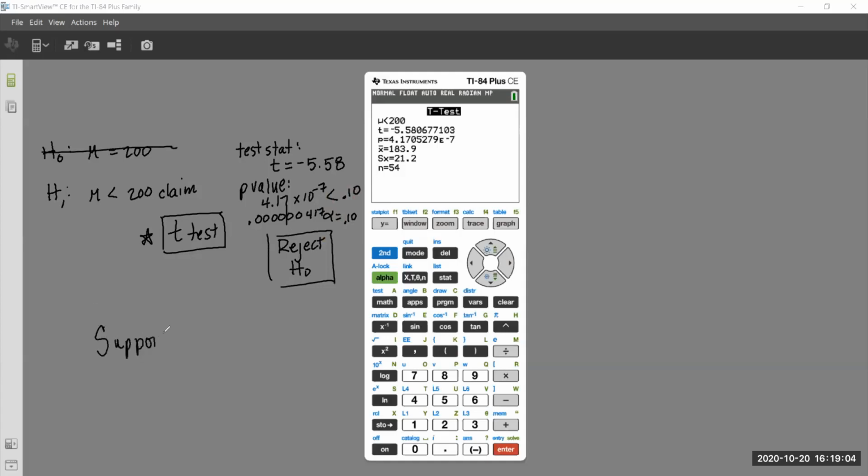And I realized when I made up the key for this that I have a lot that support the claim, and that's not necessarily the case. If it ends up that you don't support the claim or that you reject or don't reject, don't worry about that part. The results are what the results are. So it's supporting the claim that the mean weight is less than 200 pounds.